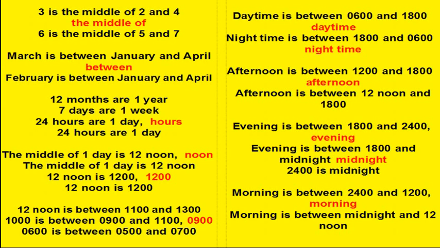Evening is between 1800 and 2400. Evening. Evening is between 1800 and midnight. Midnight. 2400 is midnight.